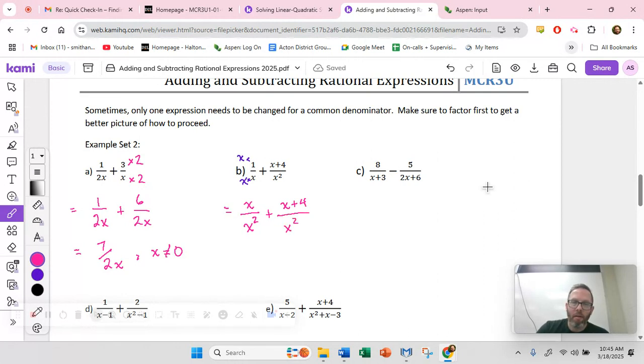And now we can add the tops. x plus x is 2x. And the 4 has no friends to be collected with, so it's just 2x plus 4 all over x squared. Hey, look at us, guys. Look at us. We just did another one. Of course, x can't be 0. That would make the bottom 0.